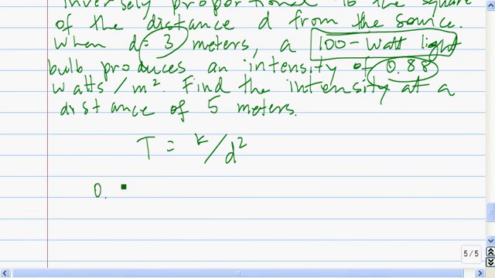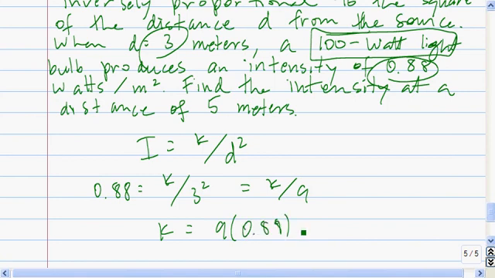So we have 0.88 equals, oops, I wrote t, I mean to write I. Hopefully you caught that. So I, the intensity, is k over d squared. So 0.88 equals k over 3 squared, which is 9. So that means that k is going to be 9 times 0.88. And you can just plug that into your calculator, and you get 7.92.